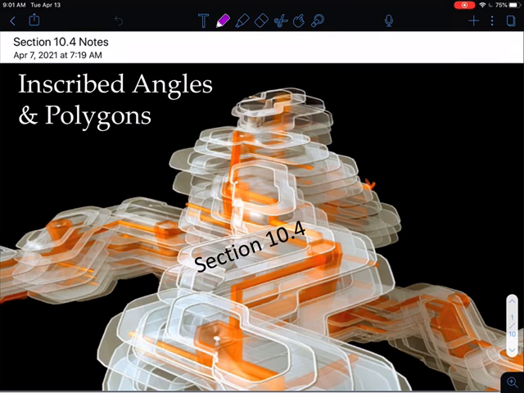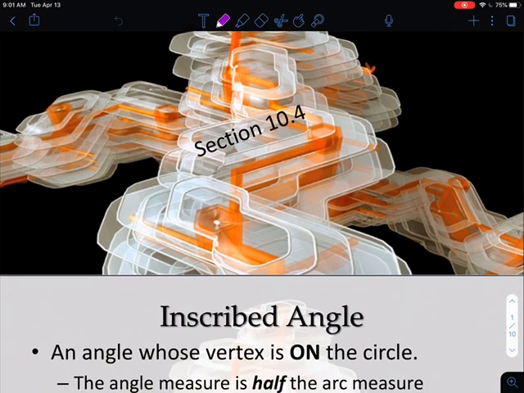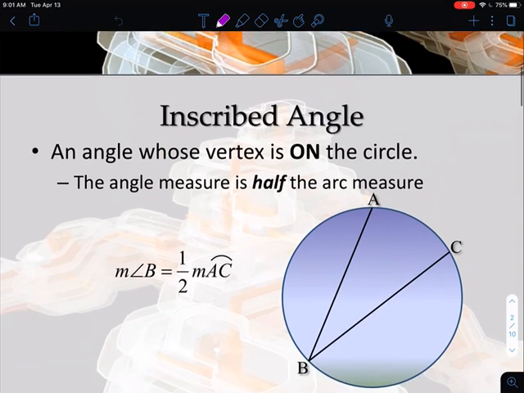All right, so we're going to move on to the next section here. With section 10.4, we're going to talk about a new type of angle called an inscribed angle. This is different than when we talked about central angles in the first half of the chapter. And so we're going to talk about what it is, what the different properties are, and then how we use them within the problems we're going to see.